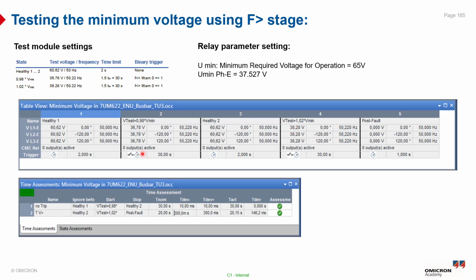In state number 2, no trip happens, so we can measure this time, which is 30 seconds fully, without any trigger from the contact. On the other hand, in state number 4, because we are injecting 1.02 multiplied by the minimum voltage required for operation, we are expecting the over frequency stage 1 to operate after 20 seconds. And here is the actual time measured in this case.